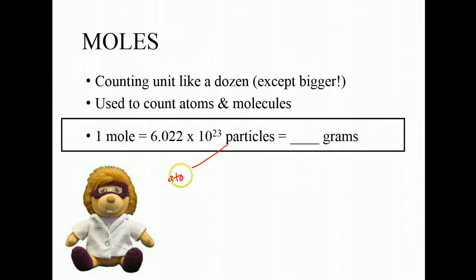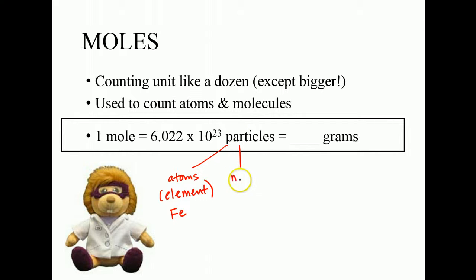Particles can mean atoms if we are talking about an element. And that would be anything on the periodic table, like iron or sodium or sulfur or something like that. However, if we had something like water, it wouldn't make sense to say we have a certain number of atoms of water, because it's not an element, it's a compound. So we have two other terms that we use in place of atoms if we're talking about compounds.